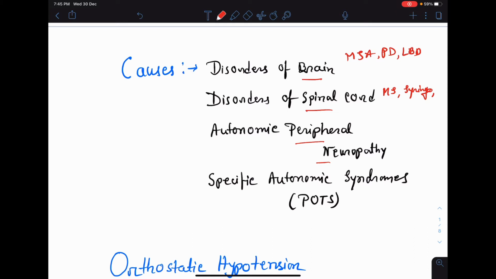or amyotrophic lateral sclerosis, and various other causes can give rise to autonomic dysfunction. Autonomic peripheral neuropathy can result in autonomic dysfunction, and there are certain specific autonomic syndromes. Just for example, one of them is POTS, that is postural orthostatic tachycardia syndrome, about which we are going to discuss in my next class.